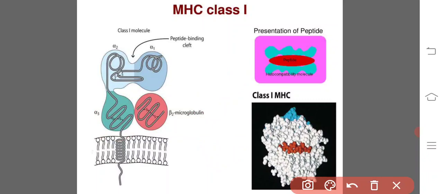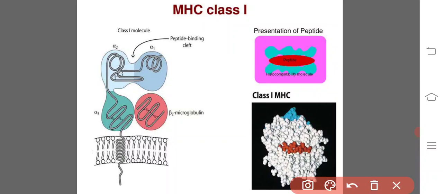The interaction of both beta 2 microglobulin and a peptide with a class 1 alpha chain is essential for the class 1 MHC molecule to reach its fully folded conformation. Assembly of class 1 MHC molecules is believed to occur by the initial interaction of beta 2 microglobulin with the folding class 1 alpha chain.